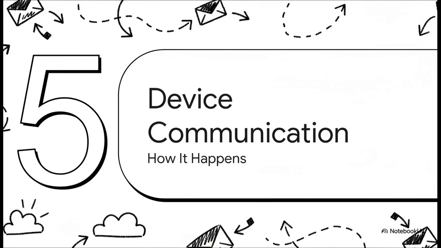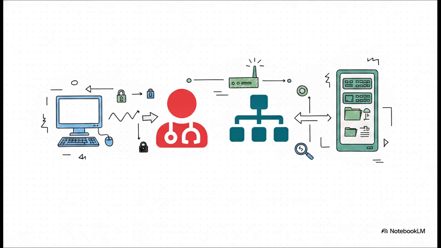Section 5. Device Communication. How it happens. Time to bring it all together. Okay, let's bring this entire analogy-driven journey together to solve the routing mystery we introduced right at the start. Let's see how all of this builds our final picture of network communication. We have the doctor on their PC, uniquely identified on the hospital's private network as 192.168.1.10. They need patient data.